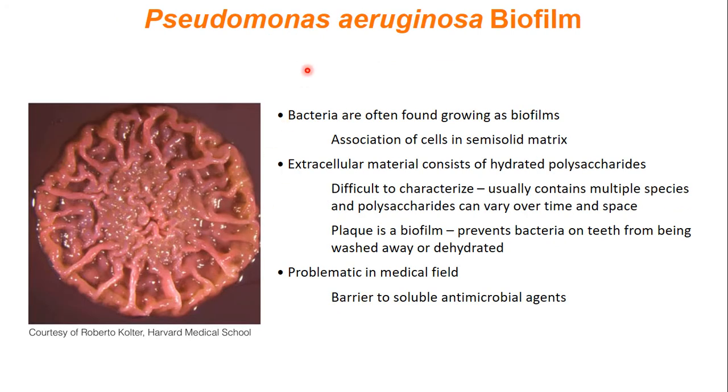And lastly, what we're going to talk about are bacteria and biofilms. So biofilms are an extracellular material that are made out of hydrated polysaccharides like we've been talking about. Since these biofilms are usually made out of different bacteria, the components will be vastly different. And so the polysaccharides on the outside will vary over time, and it will vary where you look at the film. So you can't really characterize these biofilms too easily.